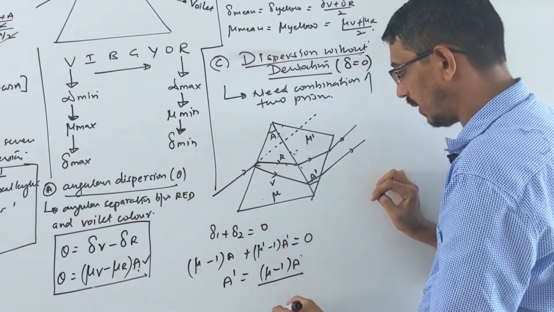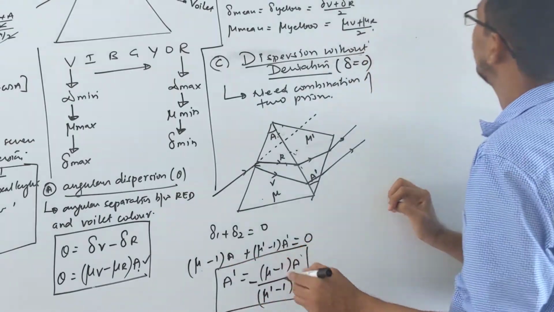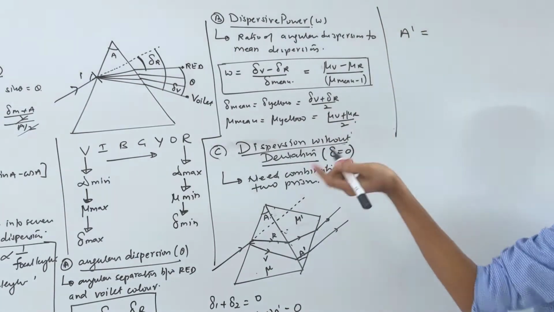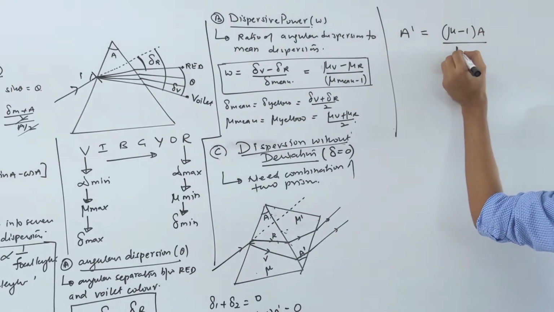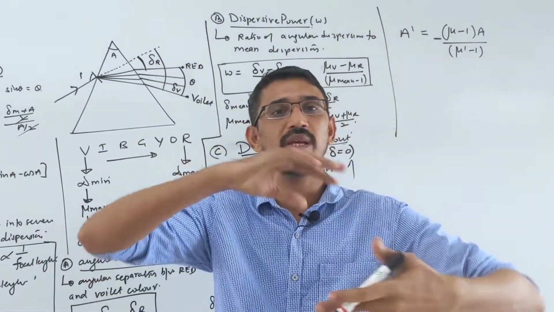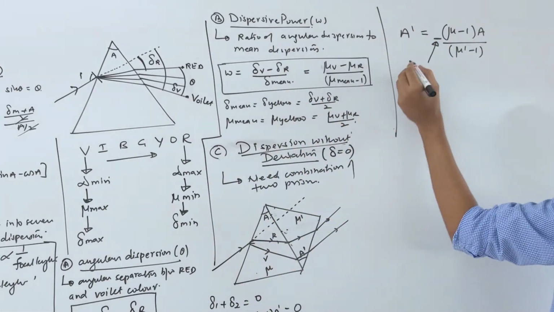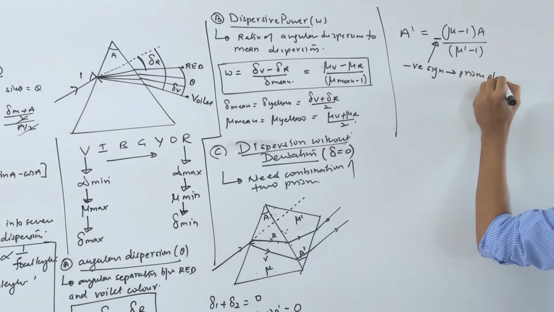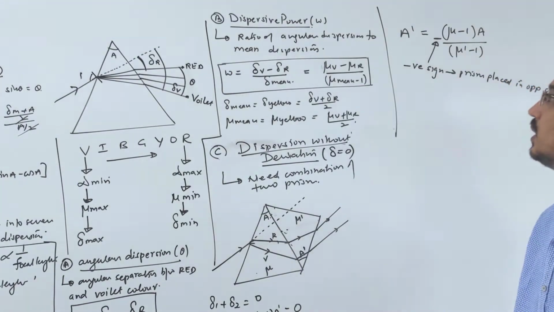So A dash is equal to A divided by what? Mu dash minus 1, and a negative sign will come here. This is your answer. Let me write it once more clearly. The angle of the second prism should be mu minus 1 into A by mu dash minus 1, and there is a negative sign here. The negative sign shows that these two prisms should be placed opposite to each other. What does the negative sign show? Prisms placed in opposite sense, right? We have placed them in opposite sense.